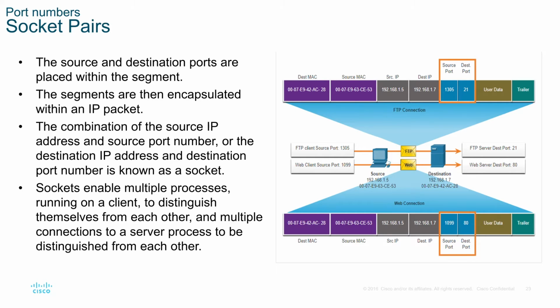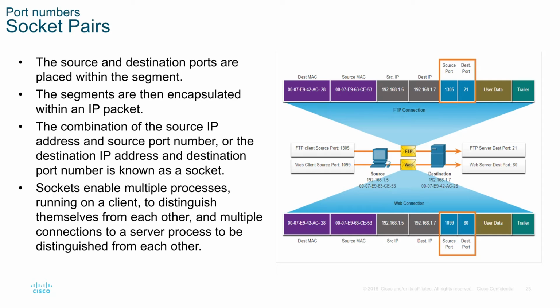The combination of the source IP and the source port, along with the destination IP and the destination port, make up what we refer to as a socket pair. The source and destination ports are placed within the segment. The segments are then encapsulated within an IP packet. The packets are then encapsulated within a frame.